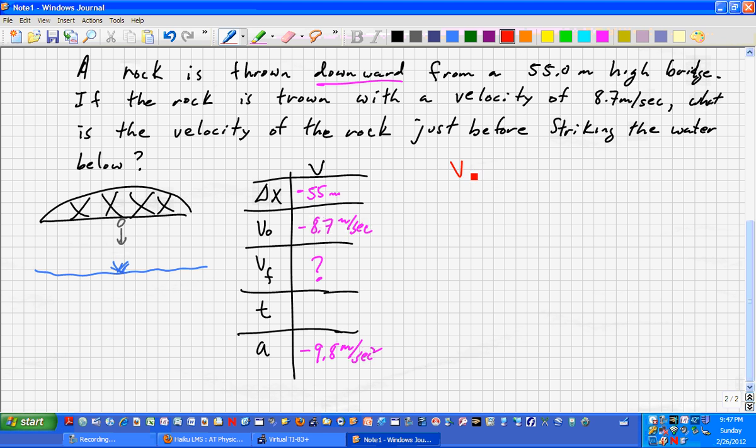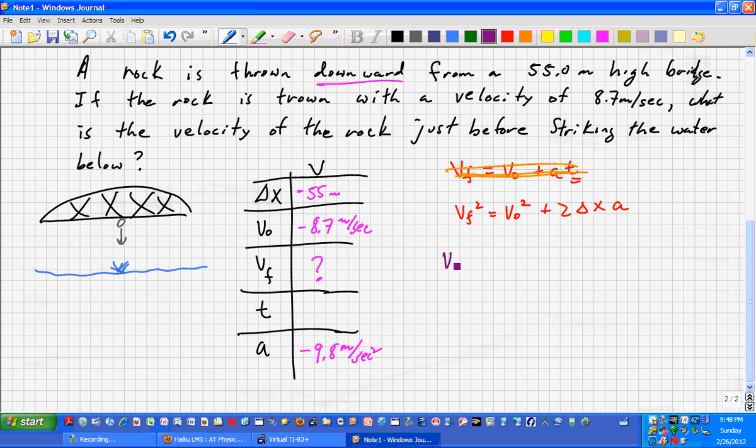Equations, well, we've got one that we solve for V final with. V final is equal to V initial plus AT. Problem is we don't have time. We have another equation, V final squared is equal to V initial squared plus 2 change in position A. We should be able to use this. We've got our change in position. We've got an original velocity. So let's go ahead and use that one. We'll get rid of this.